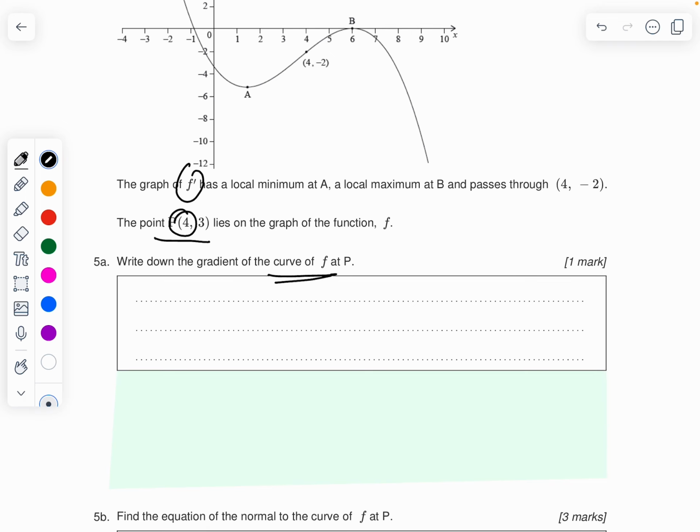P is also at x = 4, and the graph is also passing through (4, -2). So its value is nothing but what? Negative 2. So f prime value is negative 2 at x equals 4. So therefore it is negative 2. Find the equation of the normal.